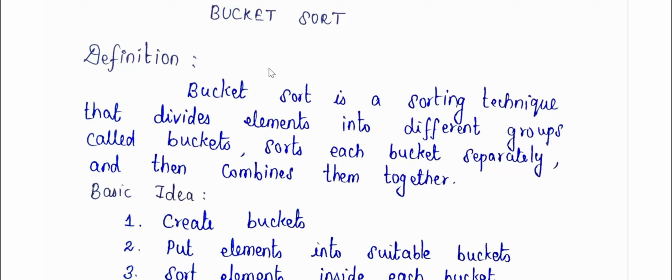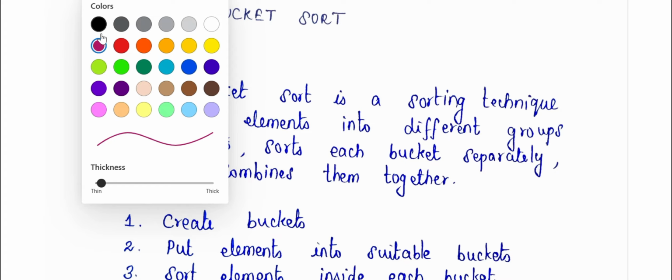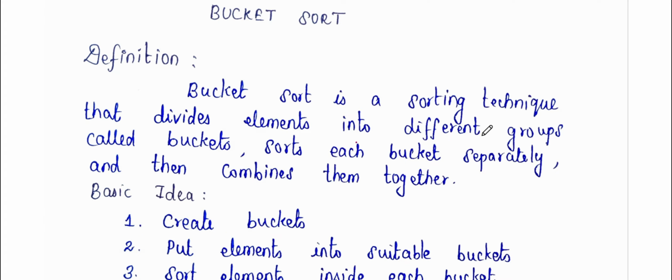We will discuss one simple sorting technique, that is bucket sort. So start with the definition. Bucket sort is a sorting technique that divides elements into different groups called buckets. Initially we make some buckets to insert these elements. It sorts each bucket separately and then combines them together.